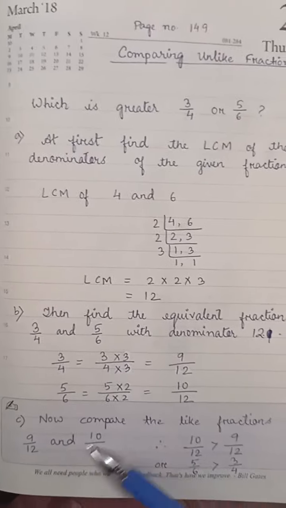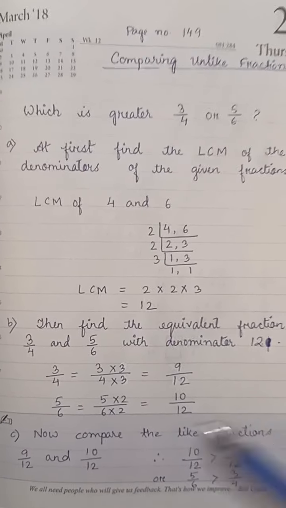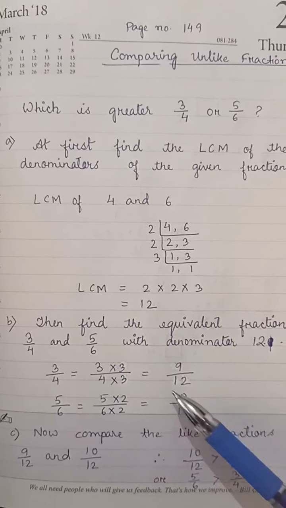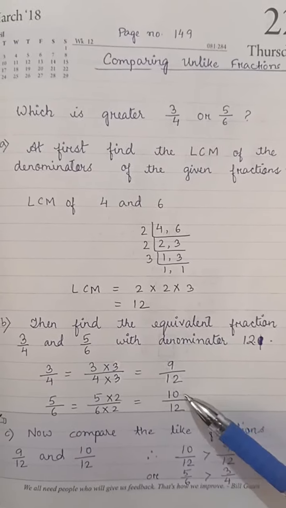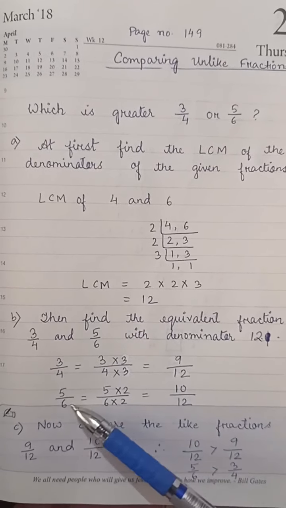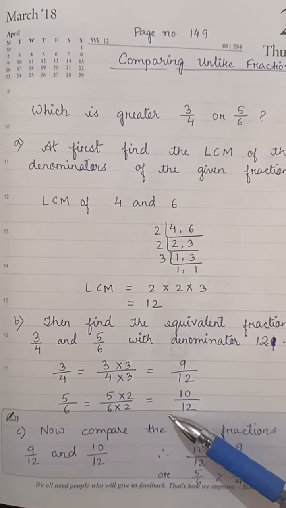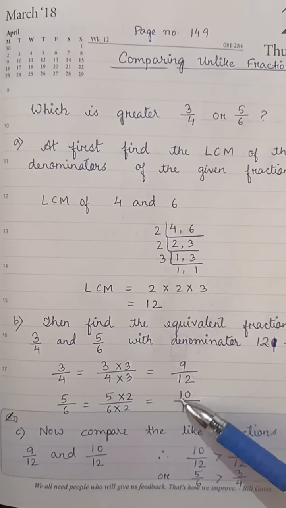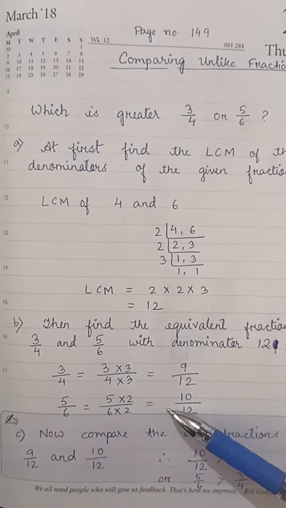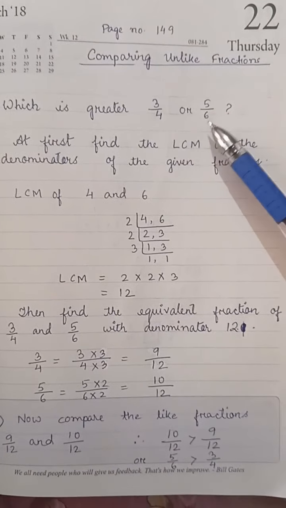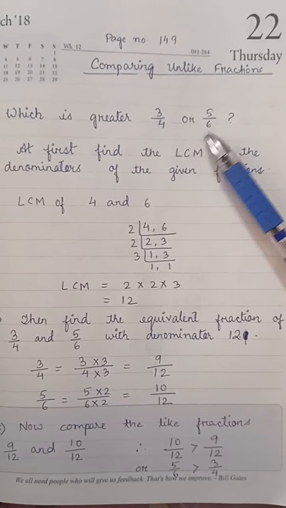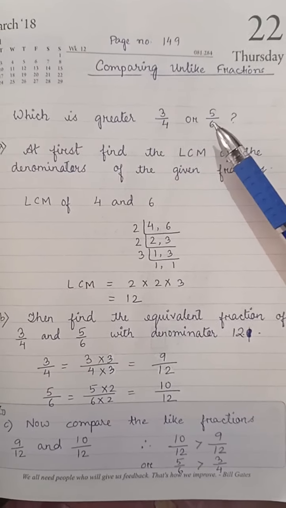The next step is to compare the like fractions. So you compare 9 by 12 and 10 by 12. Easily you can say 10 by 12 is greater. And 10 by 12 means what? 5 by 6. 10 by 12 is the equivalent fraction of 5 by 6. So obviously 5 by 6 will be greater. This is the method to compare unlike fractions.